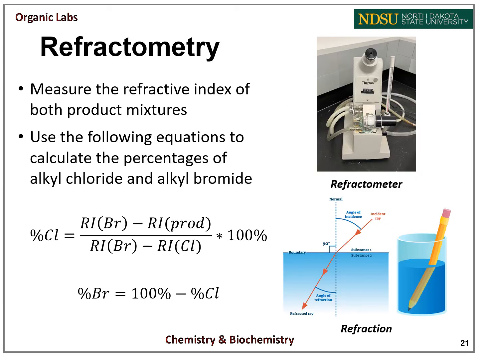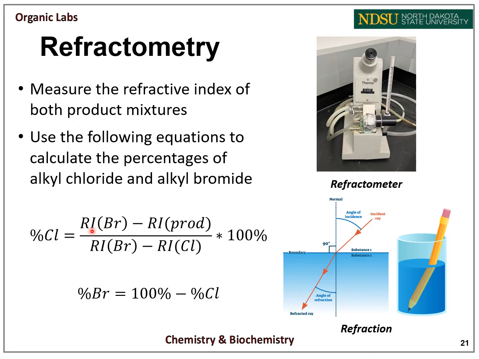Once both reactions are done, we will be analyzing our product mixtures by refractometry. These are the refractometers that are in our labs. We will measure the refractive index of both of our product mixtures. The refractive index takes advantage of the fact that light travels at different speeds in different mediums. This will allow us to calculate the percentage of alkyl chloride and alkyl bromide in our product mixtures.